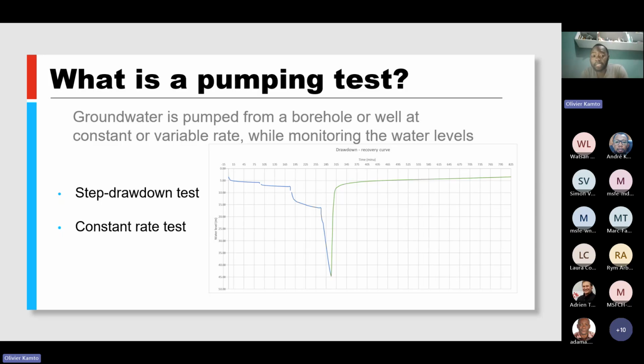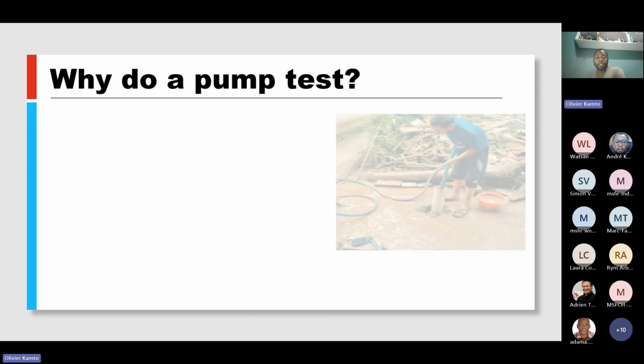And with our context where we are, with the security context and stuff, it may be very challenging for our teams to be able to run this kind of a pumping test if we do not have automated data logging devices. So here we are going to focus mainly on the step drawdown pumping test.